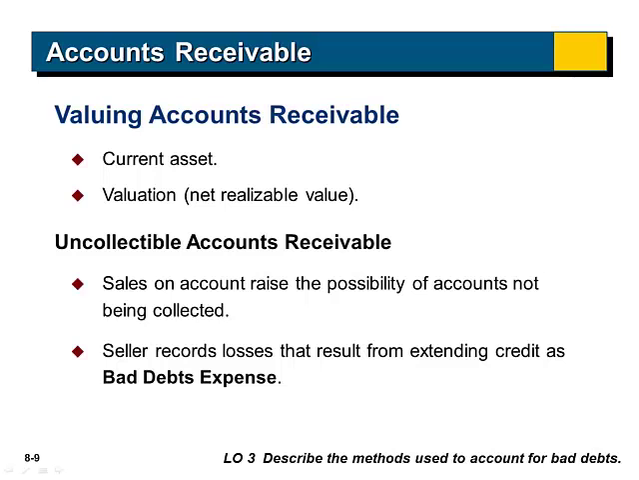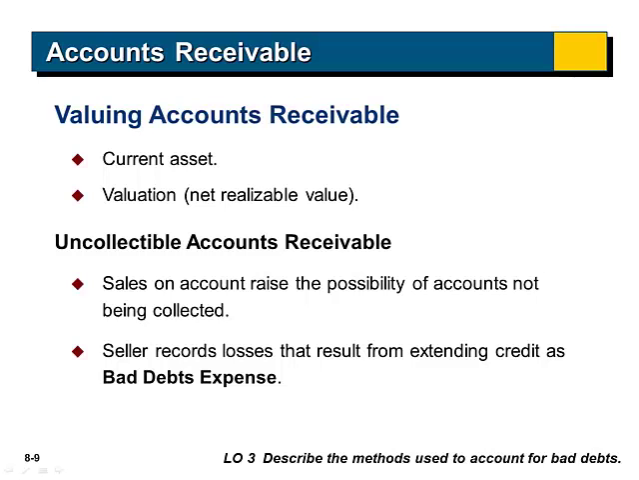We've got these uncollectible accounts receivable, which are basically sales on account that raise the possibility of accounts not being collected. As the seller, we need to record these losses that result from extending credit to our customers as a bad debt expense. It actually shows up on our income statement as an expense. It's a cost of doing business. Because we have given all of these customers merchandise on account, a cost of doing business is the fact that they won't pay us back everything that they owe us.